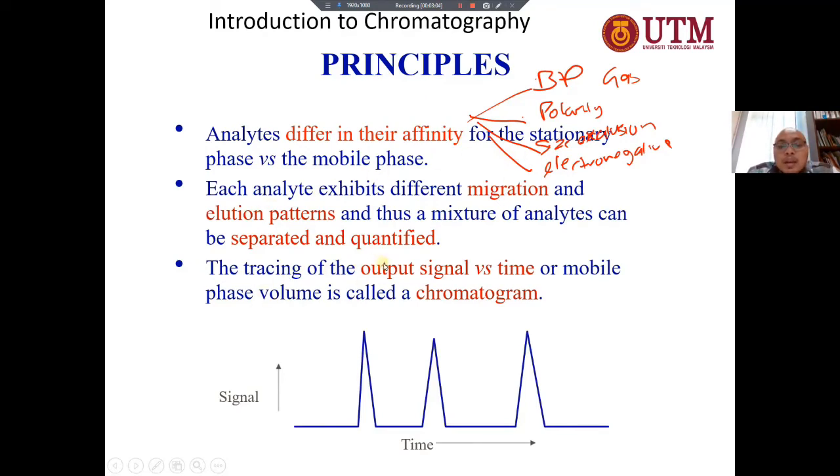The tracing of the output signal versus time or mobile phase volume is called the chromatogram. So signal versus time. When we have the signal versus time, and then we have the response over here, we call it the chromatogram.